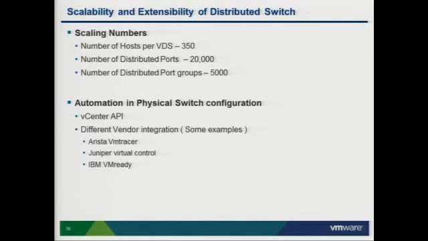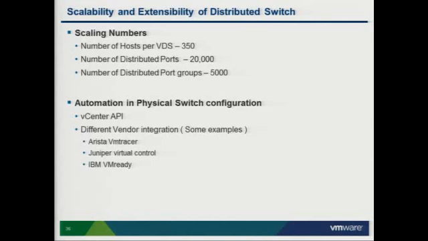So we talked about all these features. I just want to briefly talk about the two important things in terms of the scalability of distributed switch. Distributed switch can scale up to 350 hosts, and it can have 20,000 distributed ports. That means you can connect 20,000 VMs to that distributed switch. As well, you can have 5,000 different distributed port groups, which can help in terms of logical isolation and all.